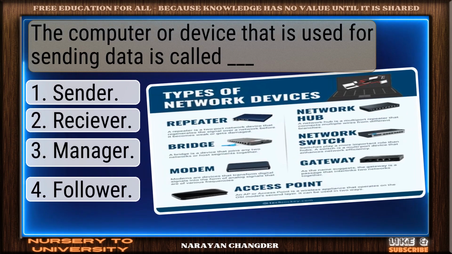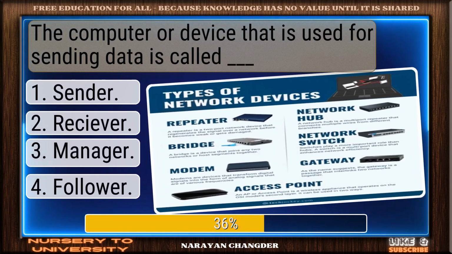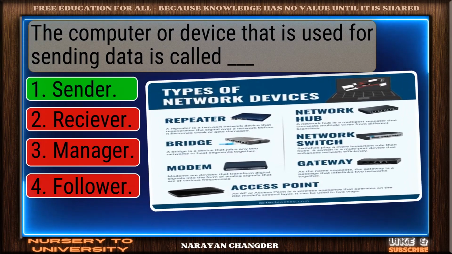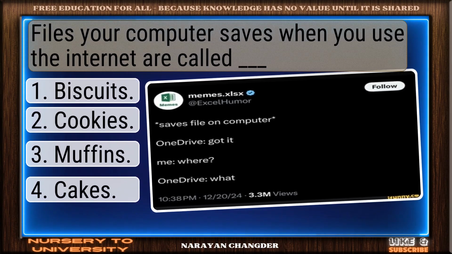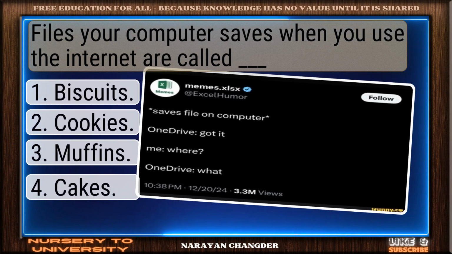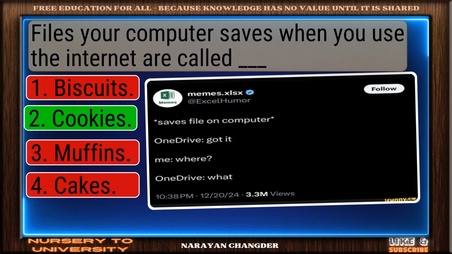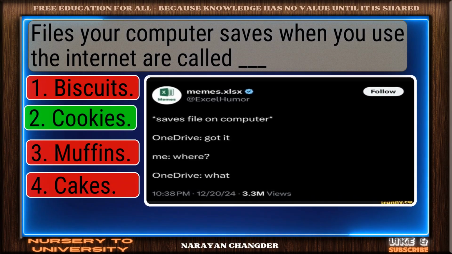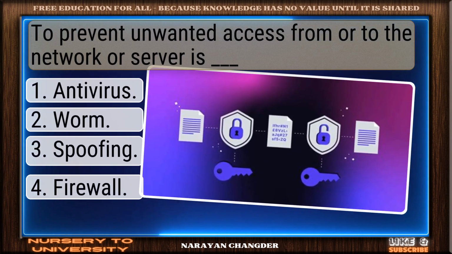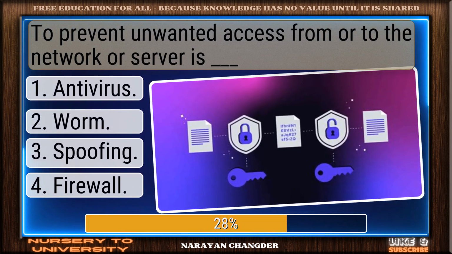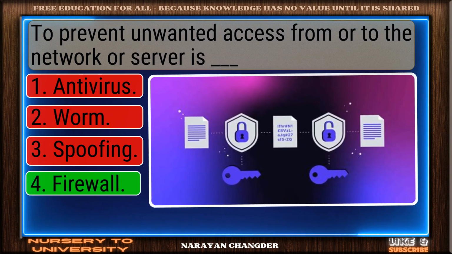The computer or device that is used for sending data is called dash. Excellent choice. Sender is right. Files your computer saves when you use the internet are called dash. Good job. Cookies works well. To prevent unwanted access from or to the network or server is dash. Right choice. Firewall is best.